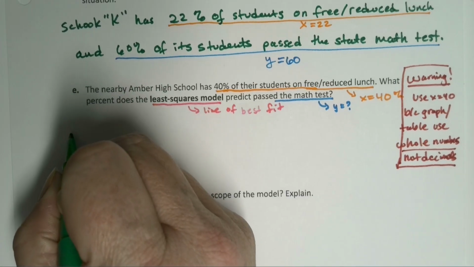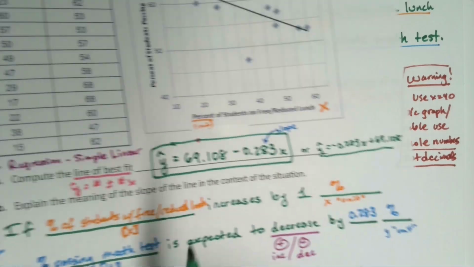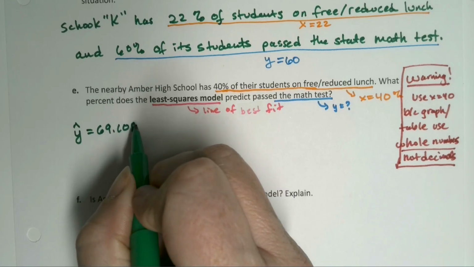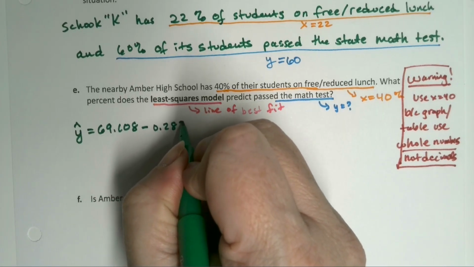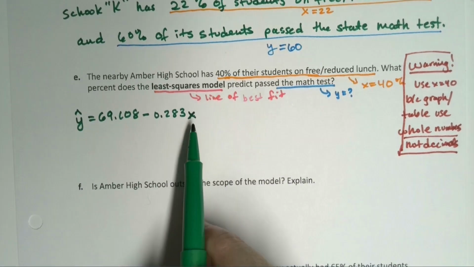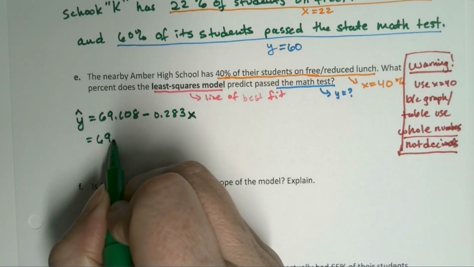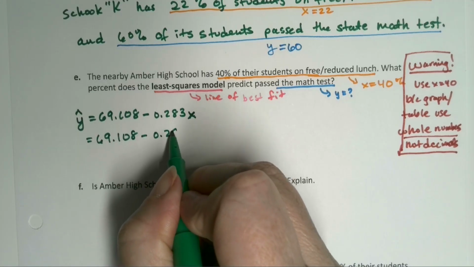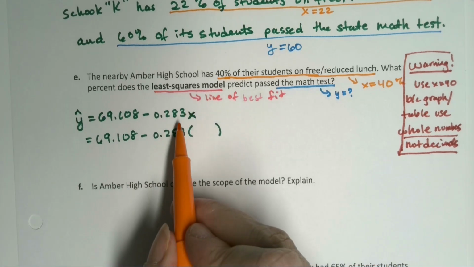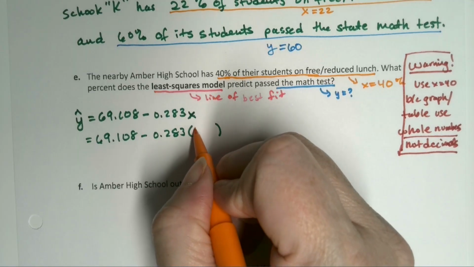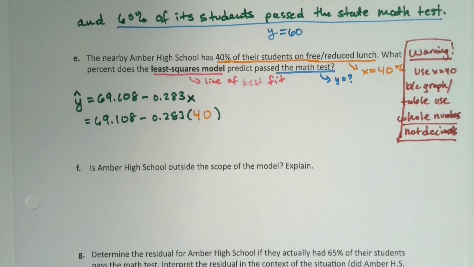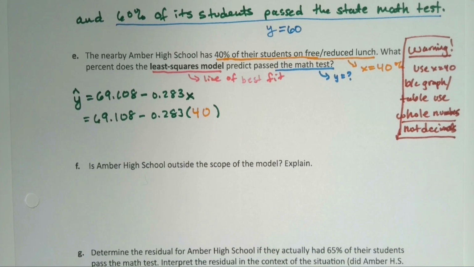So the equation that we found for part A was y hat equals 69.108 minus 0.283x. So what we're going to do is take x equals 40 and substitute it in. So we're going to say 69.108 minus 0.283, and where there was an x, and that's multiplication right there when you have a number times a variable like that. So we're going to multiply it times 40, not 0.40, 40. We use the whole number because that's what the table and the graph did.